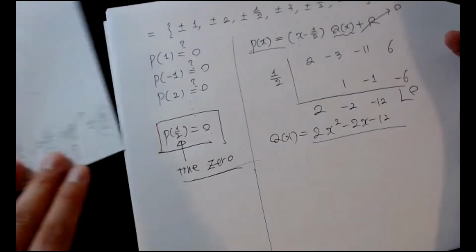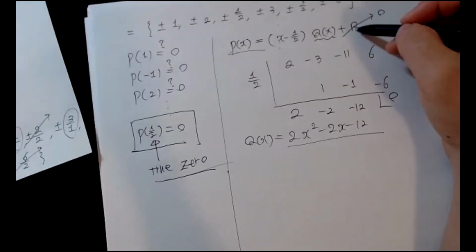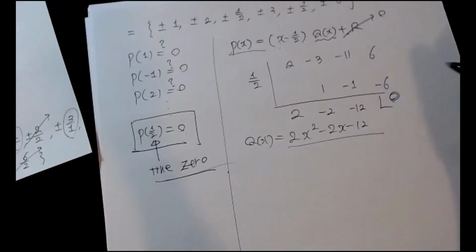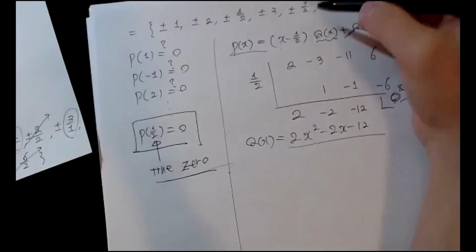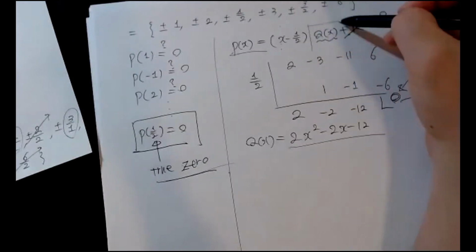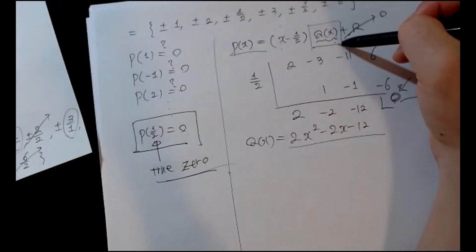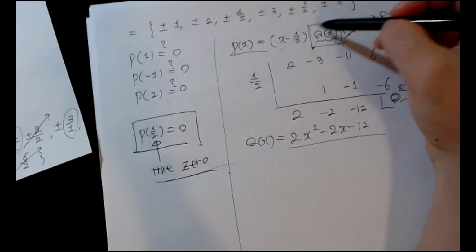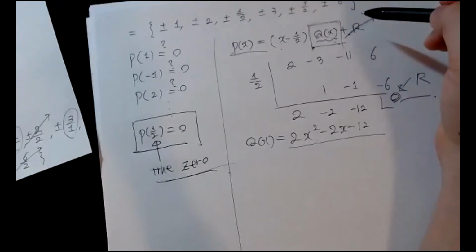So then definitely the remainder should be 0. I just verified that the remainder is 0. And then we need to figure out the zeros of q of x. What number for x makes q of x equal 0?